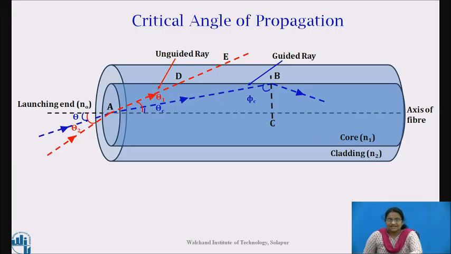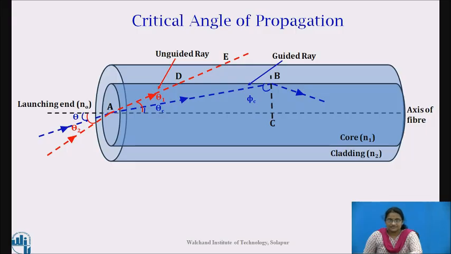So here we can compare both the rays. A ray incident with an angle larger than phi c will be confined to the core and propagate in the fiber. A ray incident at the core cladding interface at the critical angle is called the critical ray. The critical ray makes an angle phi c with the axis of the fiber.